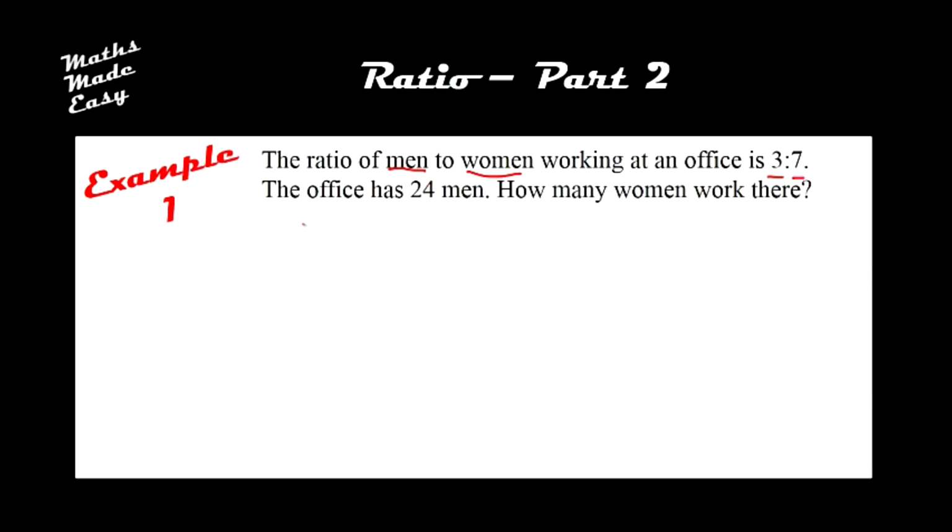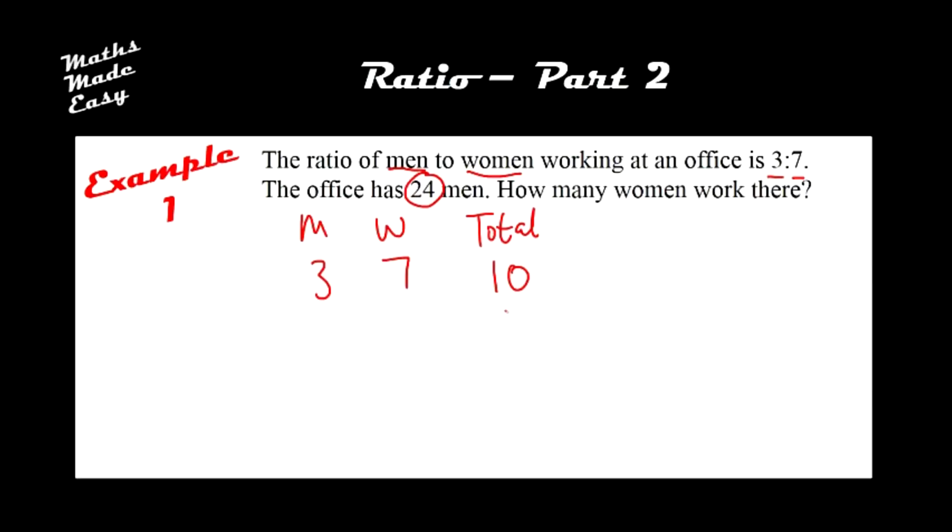So we make the table like before. We need a column for men, one for women, and one for total. So the men, there are 3 parts, women 7 parts. That makes a total of 10 parts. And we go back to the question and look for our number. This time we're given 24 and it's men.